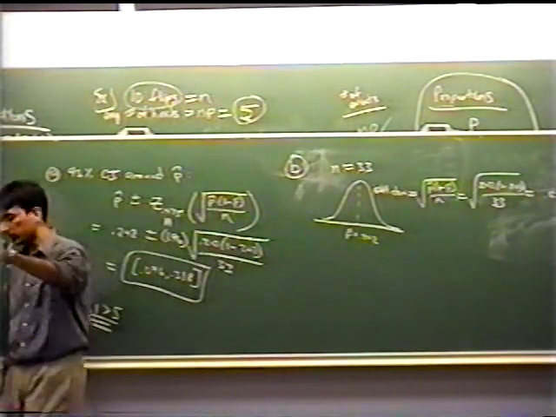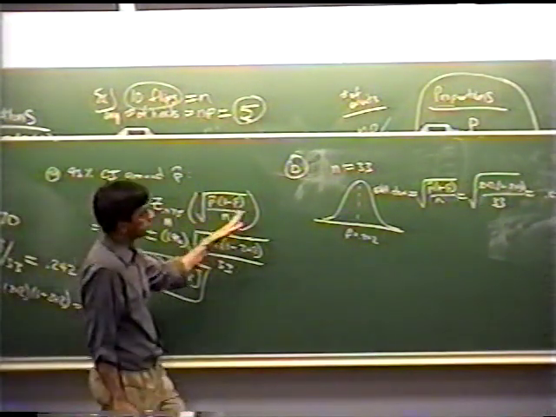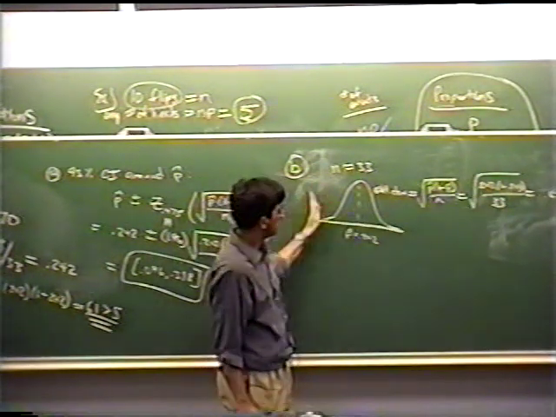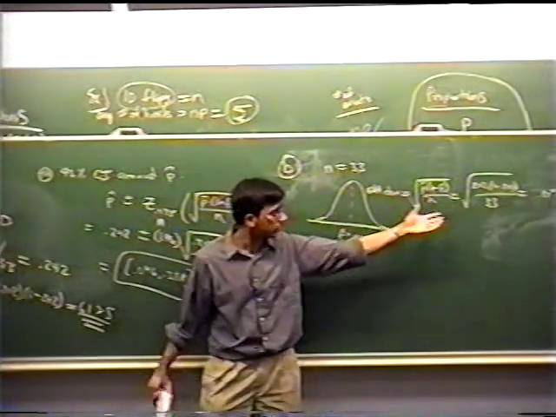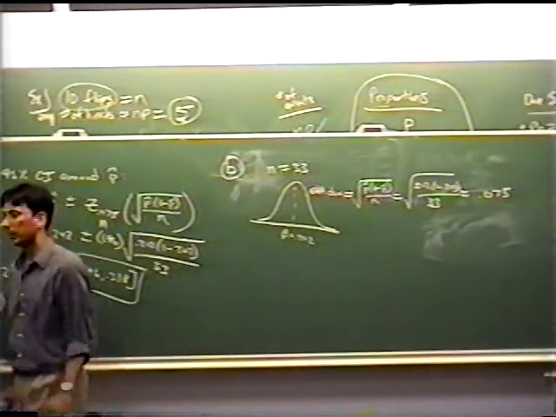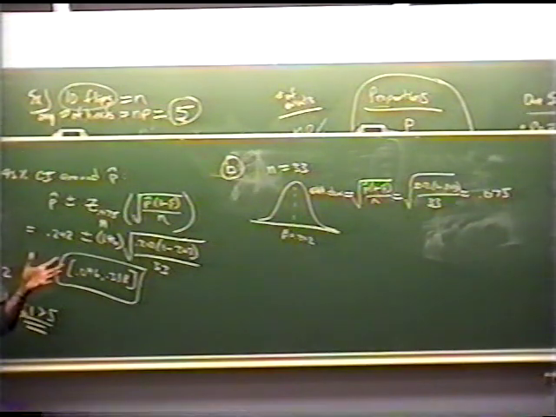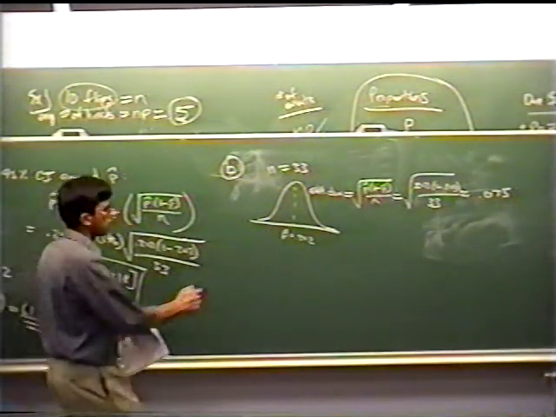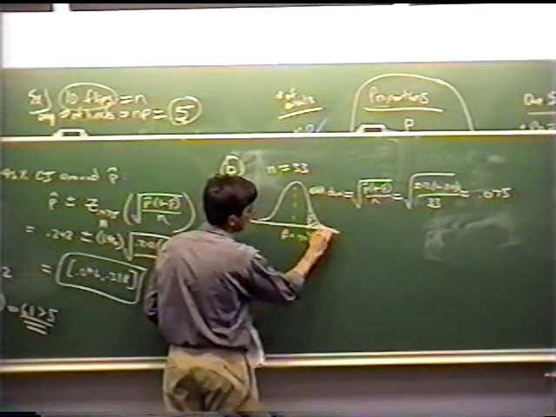So remember what we're doing. We're taking multiple groups of 33 people, finding their probability, and making a distribution. And that distribution will have a mean of 0.242 and a standard deviation equal to that. And so now the question is how many of those groups will have a proportion greater than 0.3? Very simple. You just draw your line here and say this is 0.3, and we're looking for this area.